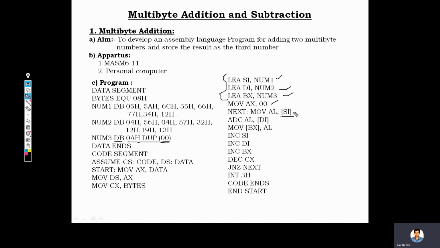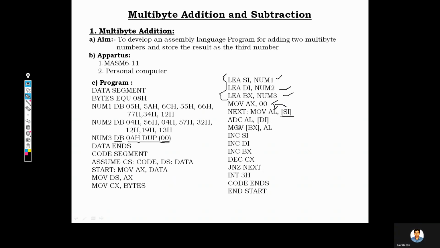But since here it is provided with the square braces, MOV AL, [SI] means SI, the source index register, is holding some value, and that value is an address. By going into that address, a value will be obtained, and that value needs to be moved into AL. So the addressing mode is somewhat different.